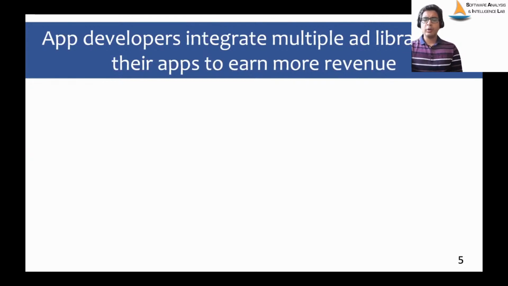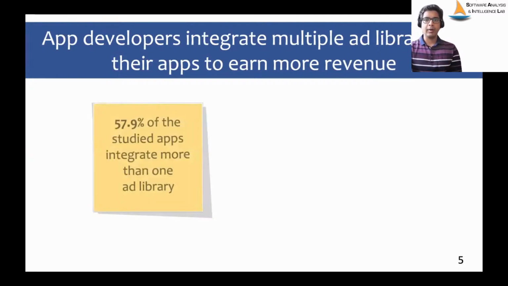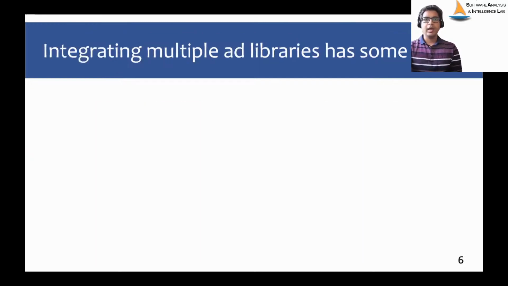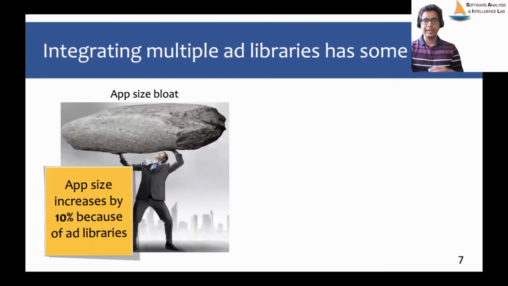To earn more revenue, app developers integrate many ad libraries. Our study shows that 57.9% of the studied apps integrate more than one ad library, and the number of ad libraries could reach up to 19. Integrating multiple ad libraries could cause some issues. One of the major issues is that integration of many ad libraries increases the overall app size. Our study of 18 months of historical data of mobile apps shows that app size increases by 10% because of ad libraries. Research shows that when the size increases, there is a negative impact on app popularity.